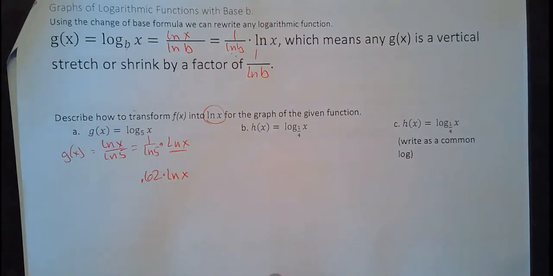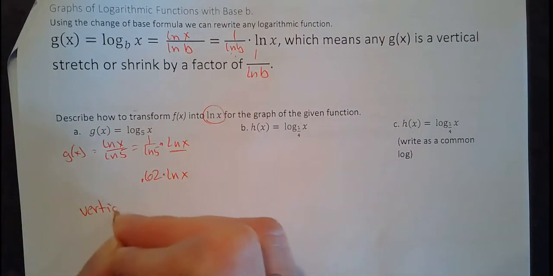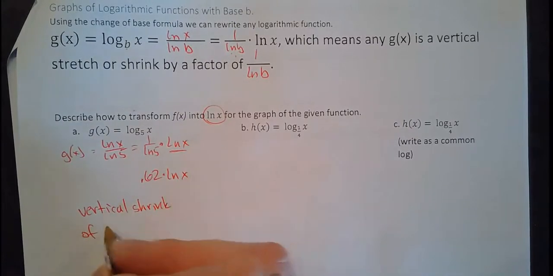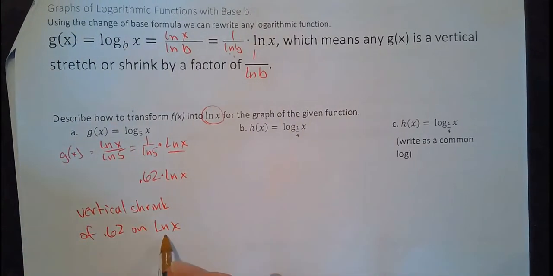Because it's less than 1, that's a shrink. So this is a vertical shrink of a factor of 0.62 on the natural log of x. So if you know the graph of natural log of x, take all the points and you're going to shrink them by a factor of 0.62. Whatever the y value is, multiplied by 0.62, and that's their new value.